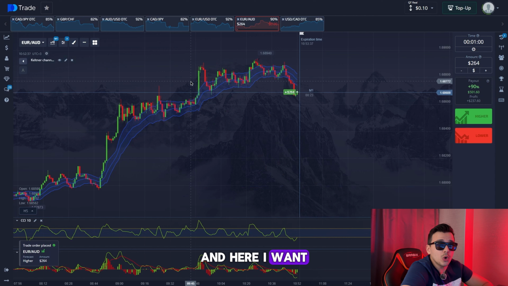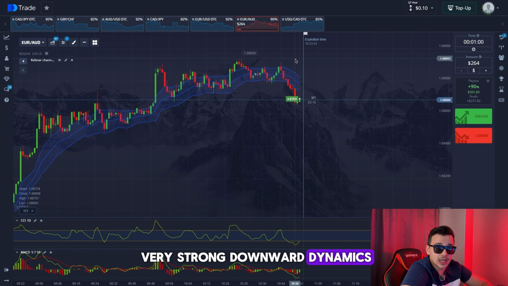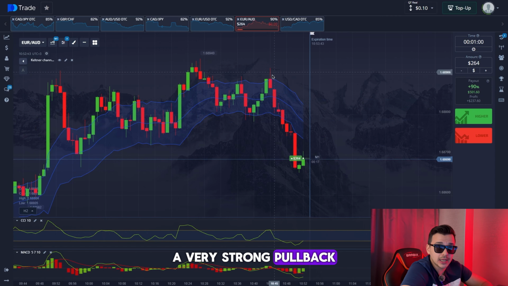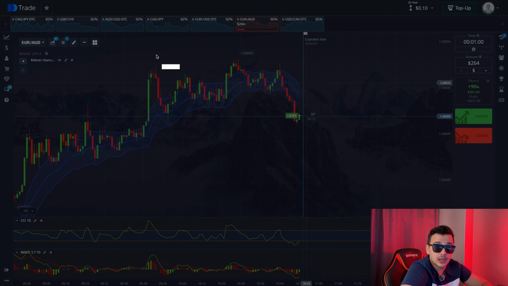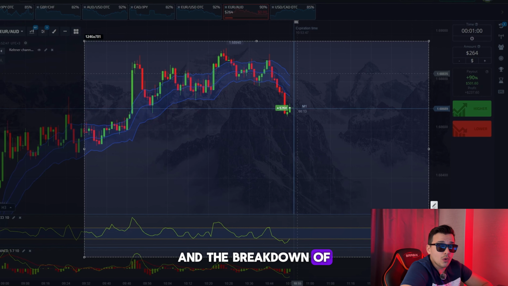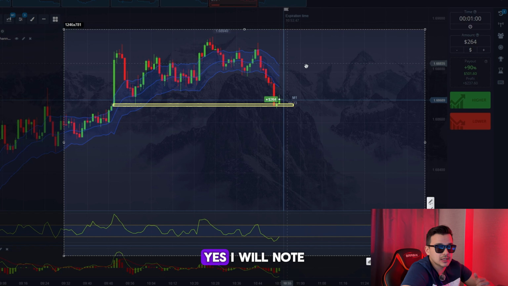And here I want to open a trade on the upside. Here we had a very strong downward dynamics, a very strong pullback dynamics here. Then the formation of a new local minimum. And the breakdown of the resistance area. And at the point of touching the nearest one also, yes. I will note a good correction down.